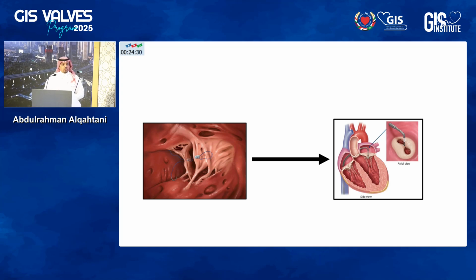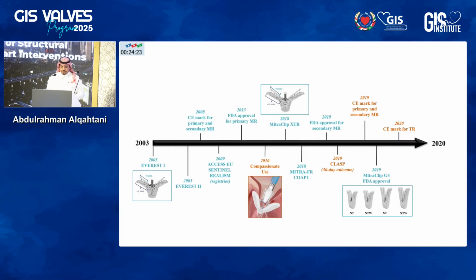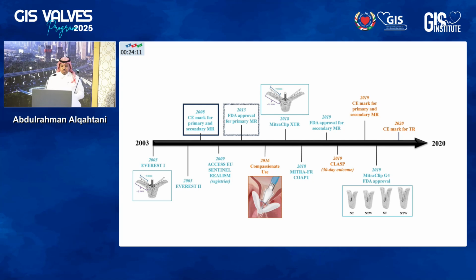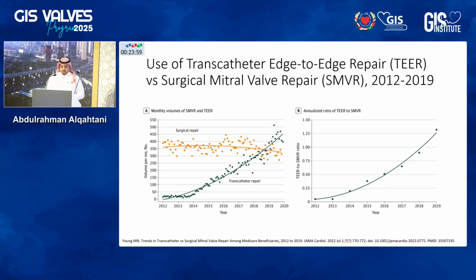From that concept, we built on it and brought the transcatheter edge-to-edge mitral repair. There were improvements and milestones over the last 20 years until where we are right now. It started with the first publication and then the FDA approval. Then we started first with primary and then secondary mitral valve disease. And then we also had the results of the PASCAL.